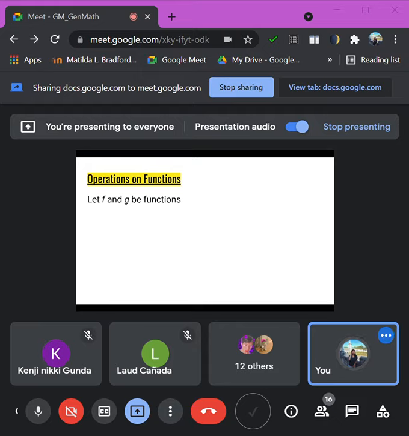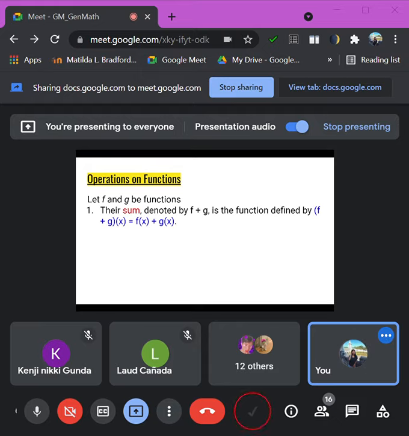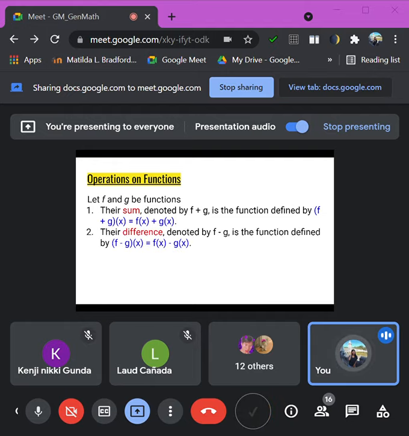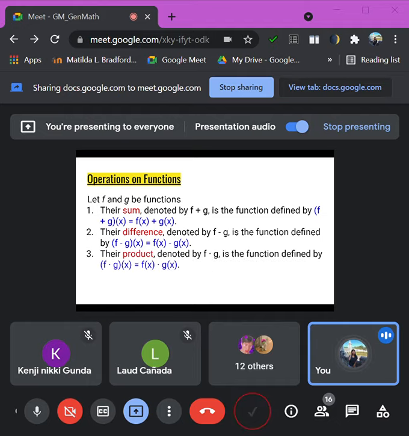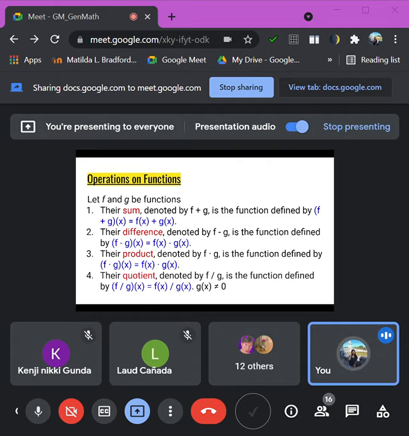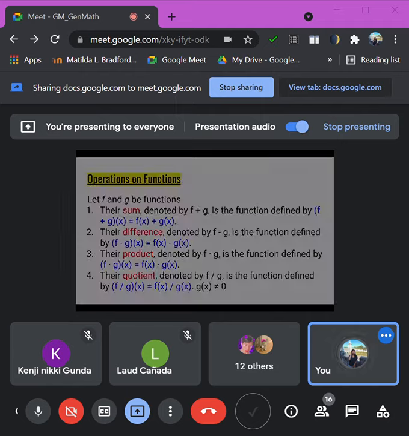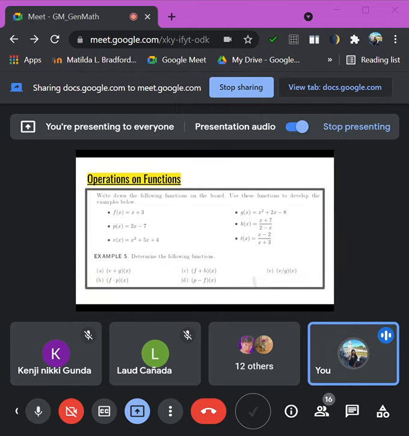So, let f and g be the functions. Their sum is denoted by f plus g. For the difference or the subtraction, we have f minus g. For their product, that is f times g. And then we have their quotient, that is f divided by g. Now, let's have the example first of addition. So class, this is what we call the functions that I will give you.